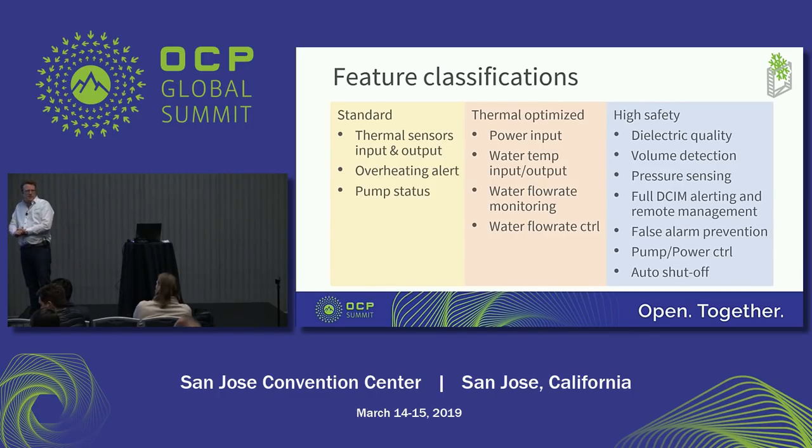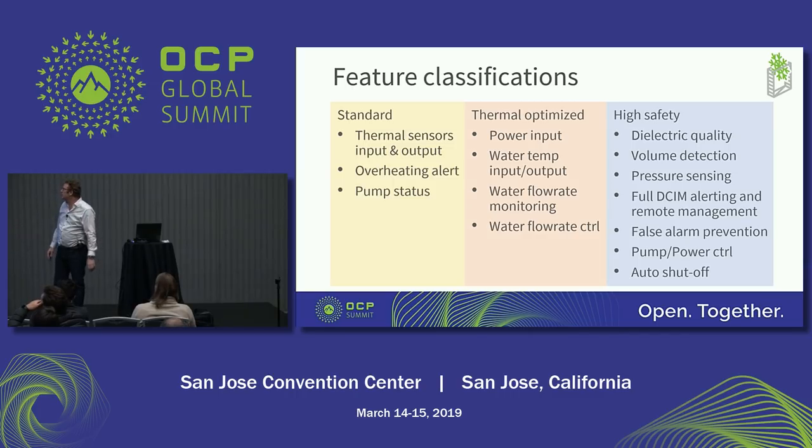Now, here we've got some feature classifications. The document that is a standard contains even more details than this. It actually specifies the amount of sensors, or what type of sensors are required. Minimum requirement for anything related to immersion is that thermal sensors are located on the input and the output of the water circuit and of the oil or the two-phase. There has to be an overheating alert, and pump status needs to be reported if there is a pump.